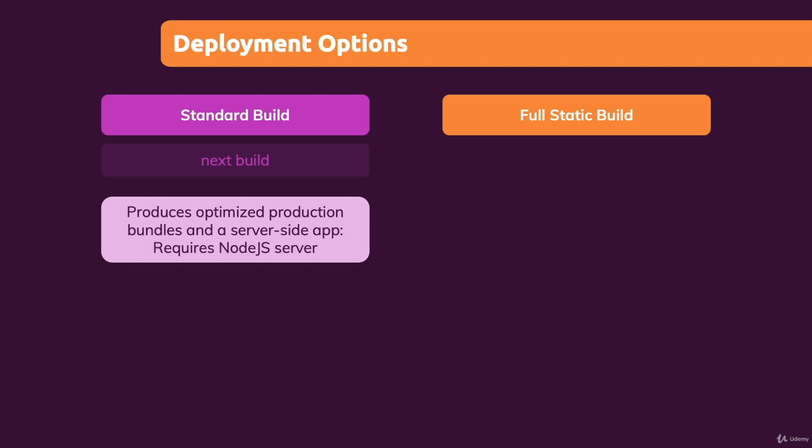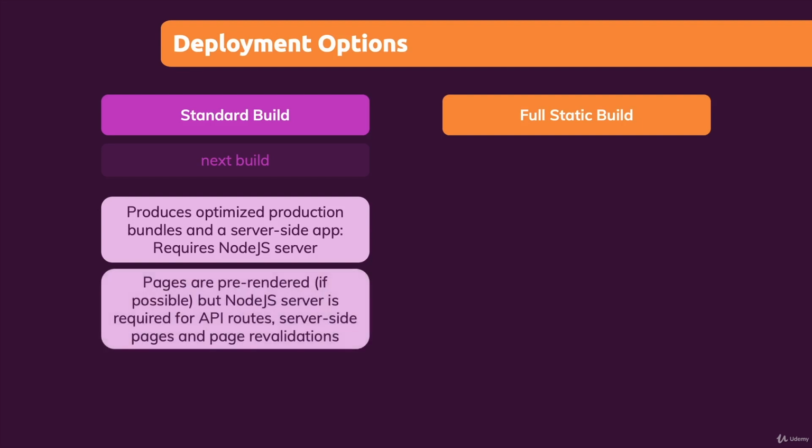Should make sense. Now, don't get me wrong, pages will still be pre-rendered during the build process, if possible. So if you have pages with getStaticProps or with no data at all, those pages will still be pre-built when you run next build. But you still have the Node.js server, as I just explained, for your API routes, which can and should only run on the server, for server-side pages that use the getServerSideProps function, and for page revalidations, which you might want to perform on your statically rendered pages.